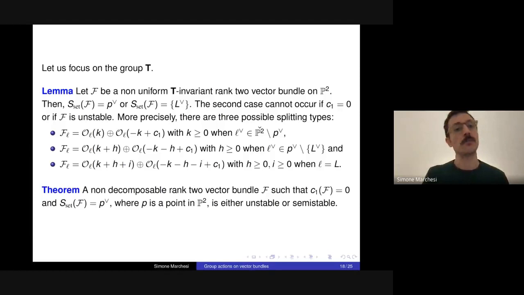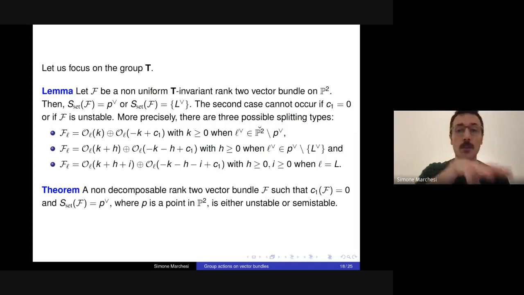So I consider a non-uniform bundle. Basically, I'm taking away the tangent bundle, the uniform part, because it will be homogeneous. Rank 2 on P2, it'll be homogeneous. So I take a non-uniform, invariant, rank 2 vector bundle on P2.